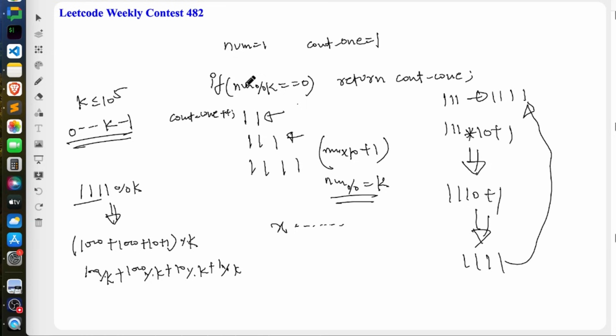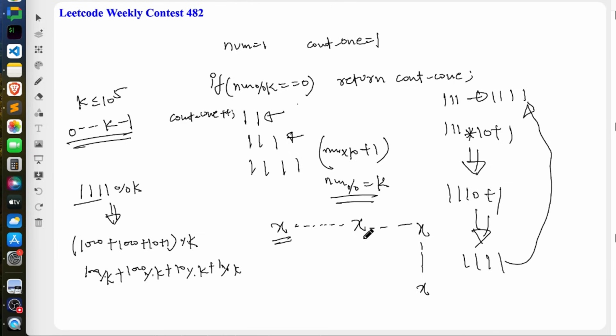If you don't find the answer, it means your num modulo k is not equal to 0. Let's say after some point you again found x. What does it mean? This x is repeated, right? This x is repeated once again, so it will again repeat after some point, and again after some point, so you will never find the answer.